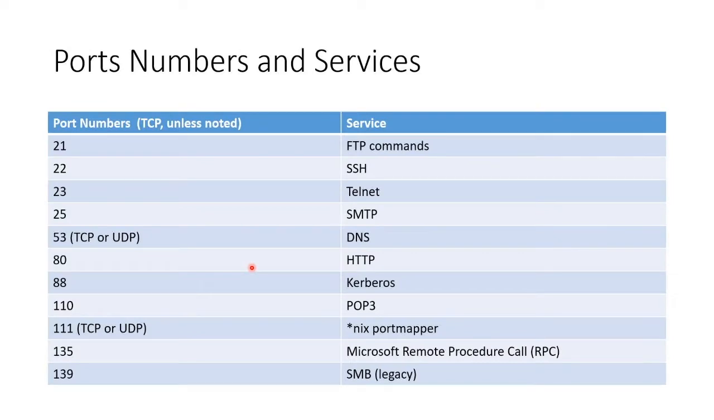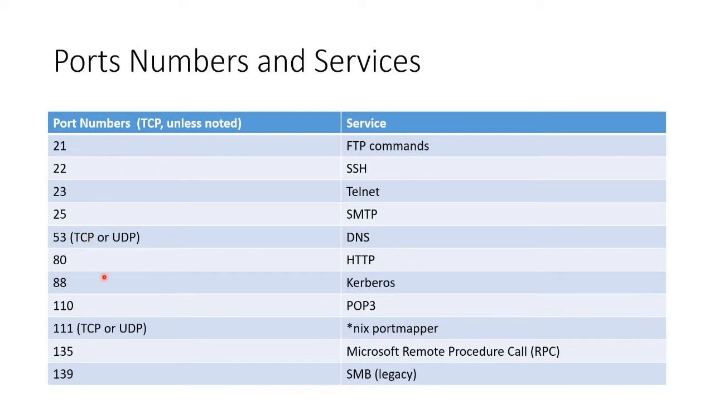It is important for a pen tester to know all the popular port numbers and services. You should know this from Network Plus, but in case it's been a while, you should memorize that port 21 is for FTP, 22 is for Secure Shell, 23 is for Telnet, 25 is for SMTP, sending mail, 53 is for DNS, TCP or UDP, UDP for queries, TCP for zone transfers, replication.